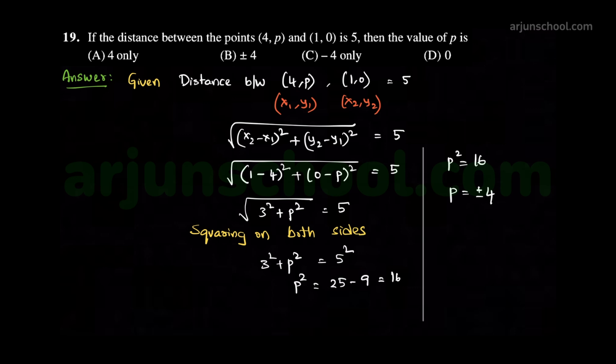Therefore, P is equal to plus or minus 4. From the given options, option B, plus or minus 4, is the right answer.